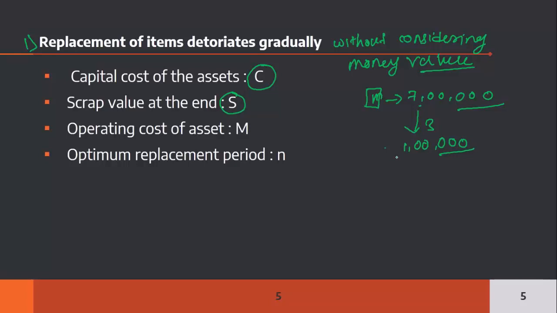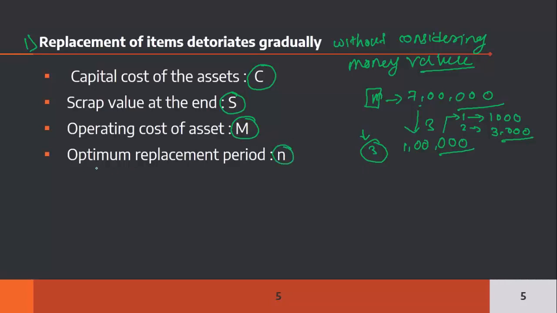and which is denoted by the capital letter S. But during the operation of these 3 years, for the first year I required 1000 rupees for the maintenance of this machine. For the oiling and for the replacement of worn out parts, I required 1000 rupees. For the second year I required 3000 rupees. All this cost comes under the operating cost or maintenance cost, which is denoted by the capital letter M. And I have decided to replace the machine after 3 years. So this 3 is nothing but the optimum replacement year, which is denoted by the small letter n.